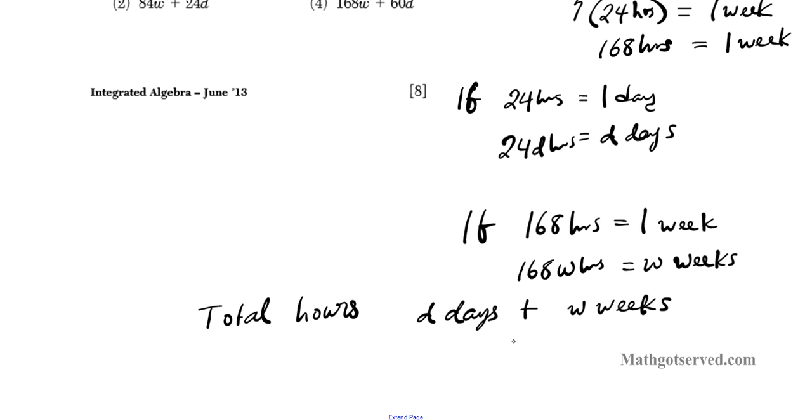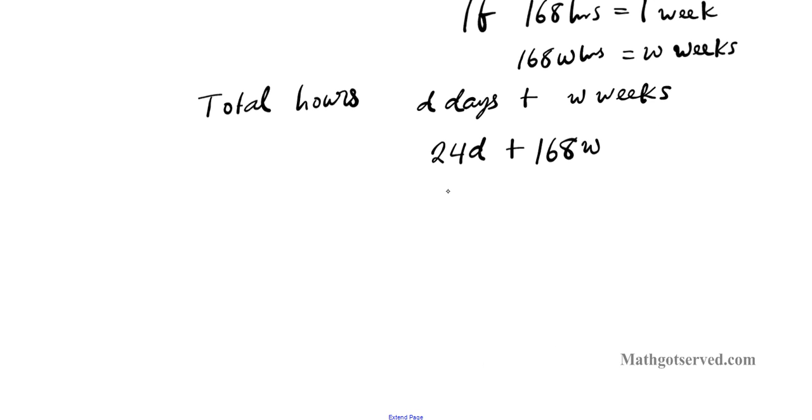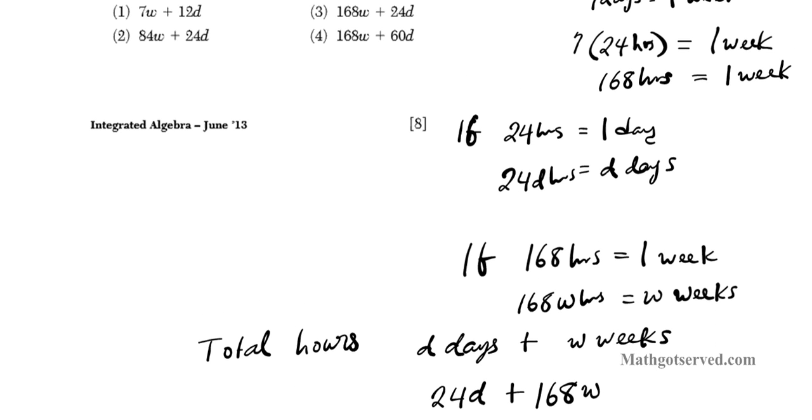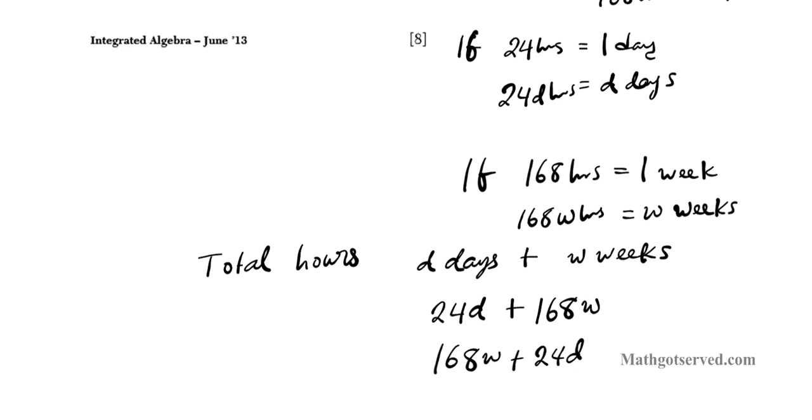All right. So if we add this up for D days, we know it's 24D hours. I could just write 24D. We don't have to put the hours there. 24D plus the number of hours in W weeks, which is 168W. Okay? Using the reflexive property of equality, we can express this as 168W plus 24D. These two equations mean exactly the same thing, okay? So 168W plus 24D. Our answer is option number 3, as you can clearly see here. All right? So that's that.